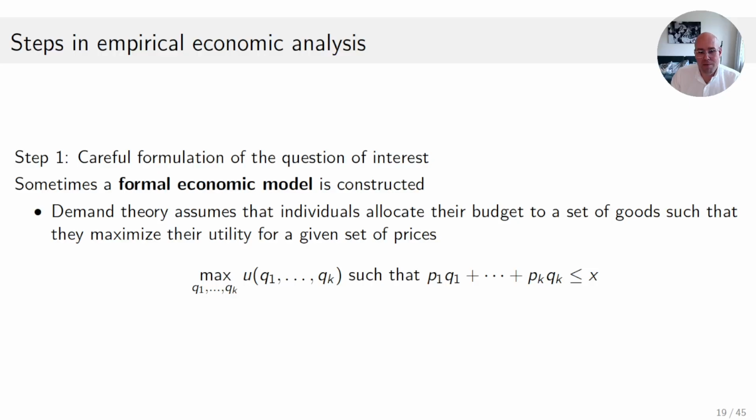So the theory says, I'm going to choose my quantities Q1 up to QK, so that I maximize my utility, which is defined on these K quantities, such that the budget constraint is satisfied. So the budget constraint is that my spending, which is the K prices multiplied by the respective quantities and added up, is less than or equal to my budget. That's almost tautological, but this is the way economics thinks of demand.